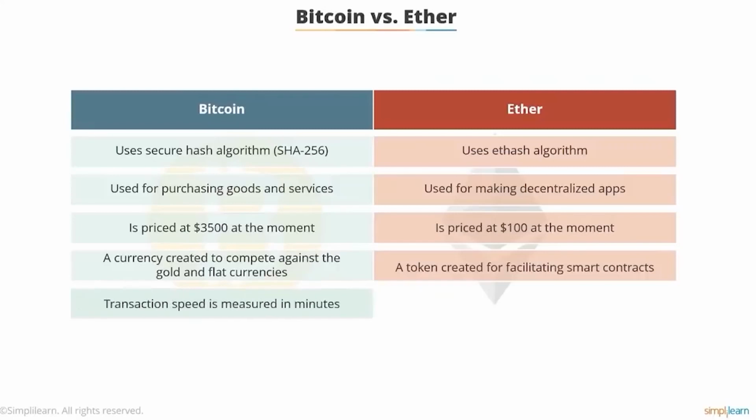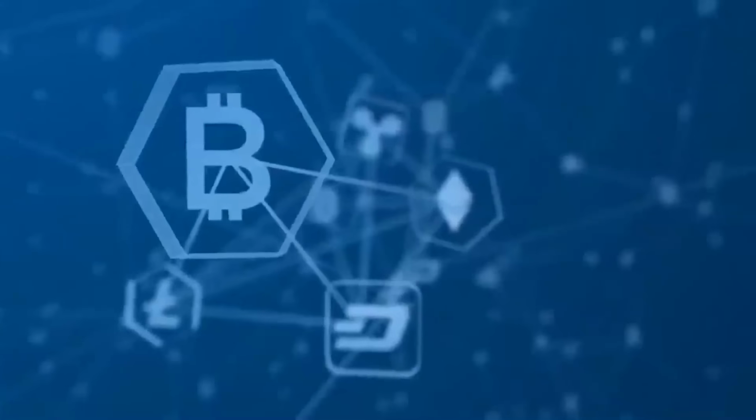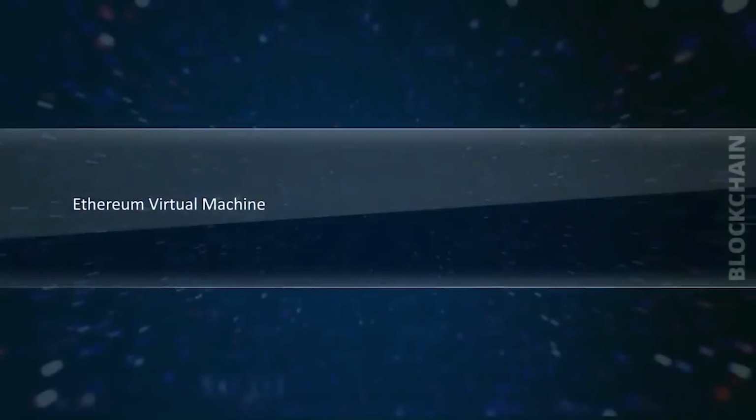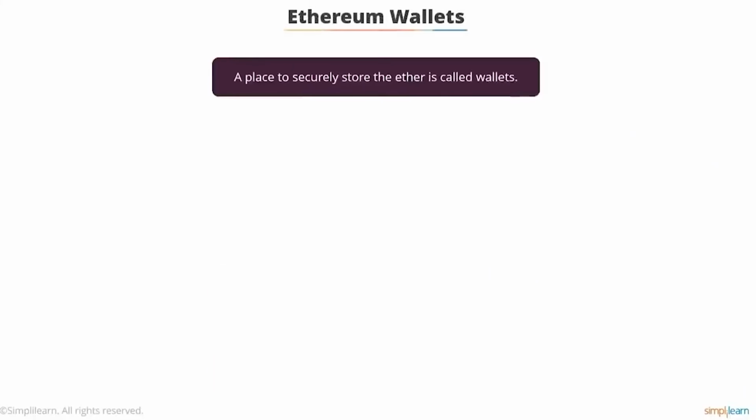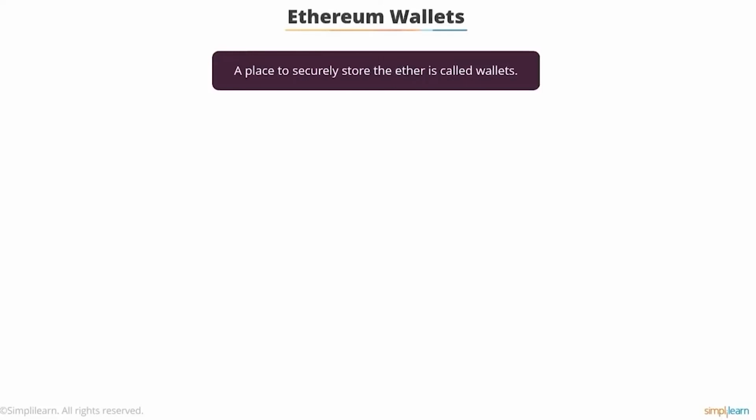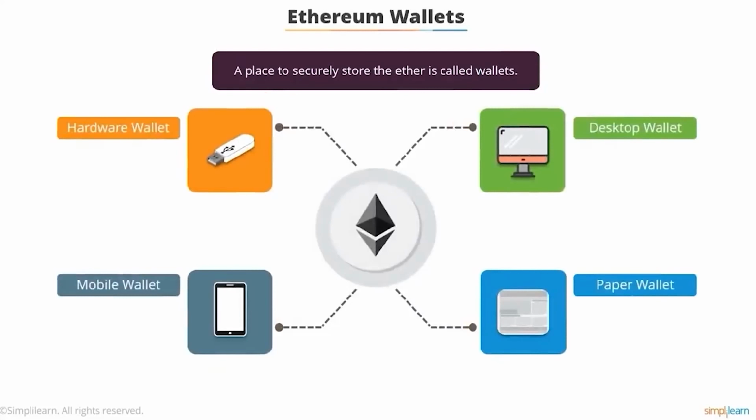Lastly, the transaction speed of BTC is much slower than ETH. While BTC's transaction speed is measured in minutes, ETH is just a few seconds. Like Bitcoin, Ether is also stored in cryptocurrency wallets. Let's understand what wallets in Ethereum are. A wallet is the place to securely store ether and other cryptocurrencies. Basically, a wallet stores the means of accessing your currency using the private key.